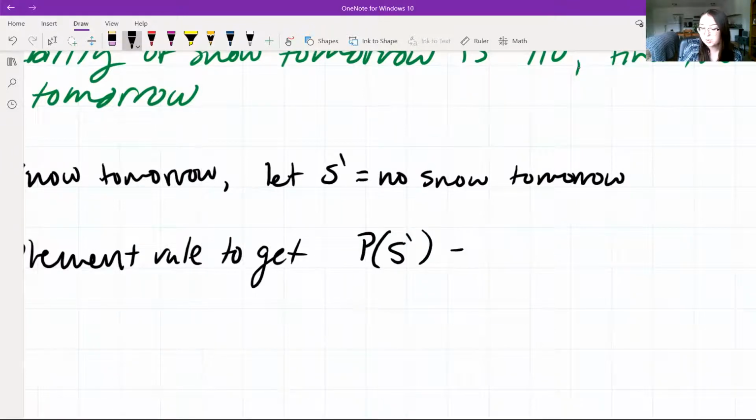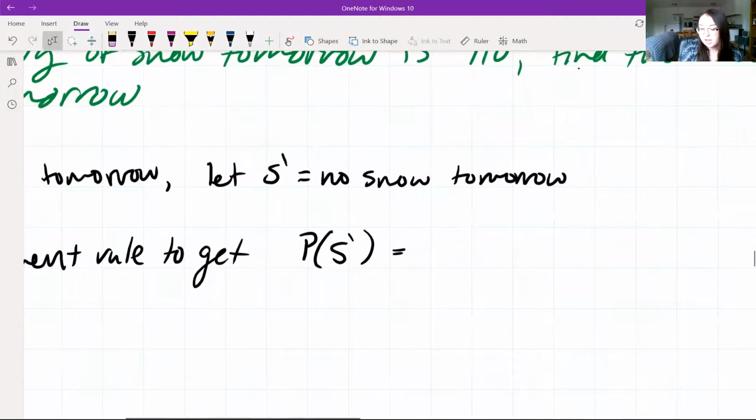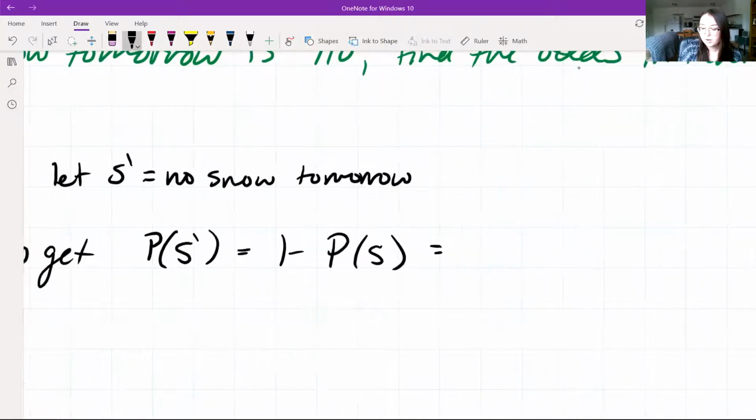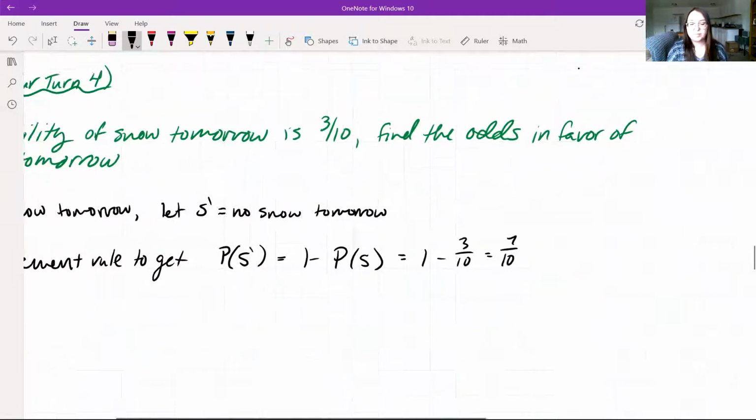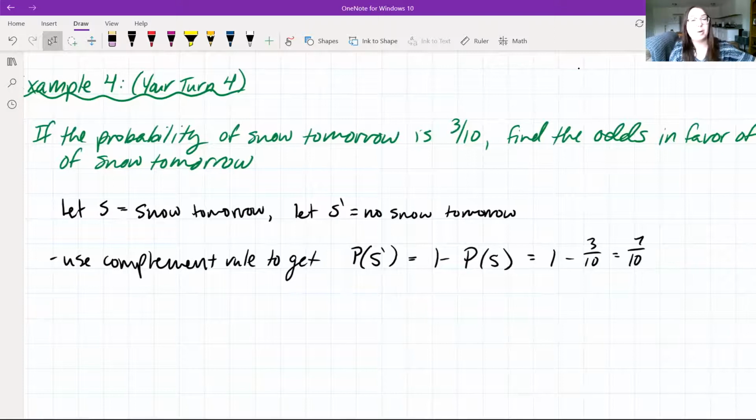The probability of snow prime, or S prime, is equal to 1 minus the probability of S. We know that S is 3 over 10, so we're getting 1 minus 3 over 10. 1 is like saying 10 over 10, so 10 minus 3 is going to be 7 over 10. So our probability of no snow tomorrow is 7 over 10.